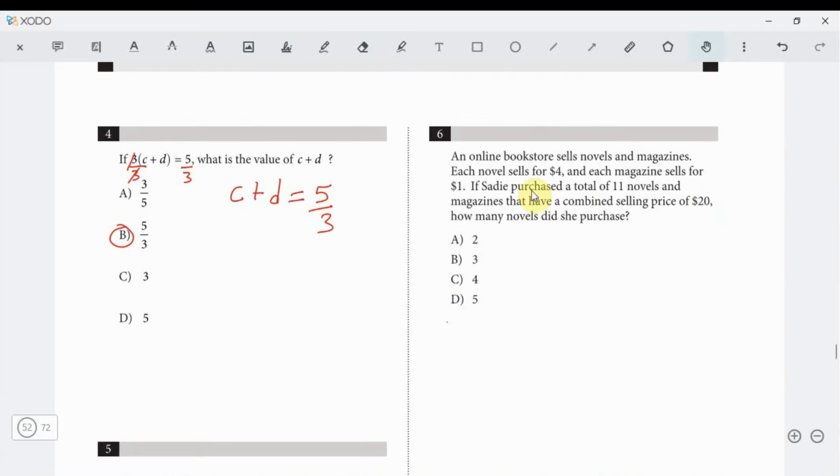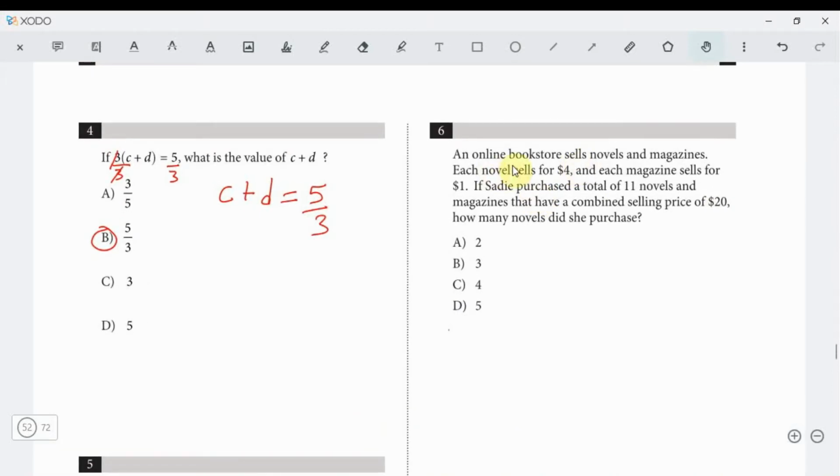Alright, question 6 right here. Question 6, it says an online bookstore sells novels and magazines. Each novel sells for $4. So a novel is $4 and each magazine is sold for $1. That's a good price. If Sadie purchased a total of 11 novels and magazines, that means when you combine the novels and the magazines, so let N represent novels.